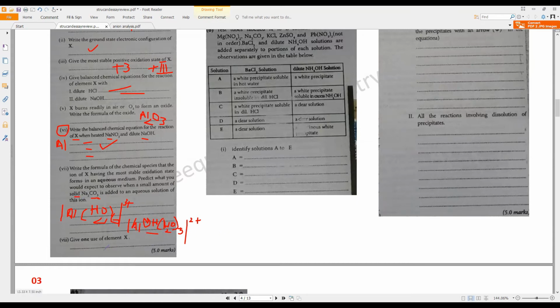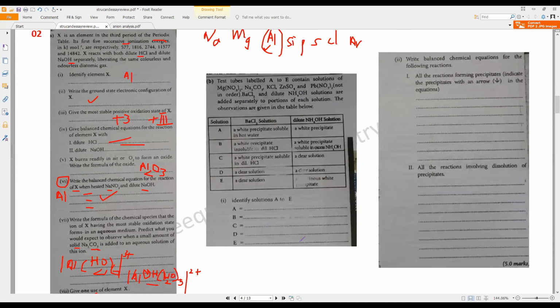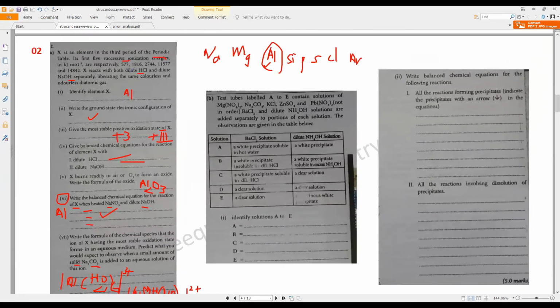Okay. Then give one use of element X. This should be straightforward, because you know what the main use of aluminium is. It is used in cooking utensils. So that is the main one. And aluminium is also used in aircraft manufacture because it's strong but light, which is very good. So you can write one use, that is very simple. Okay. So this sums up part A of question number 2.